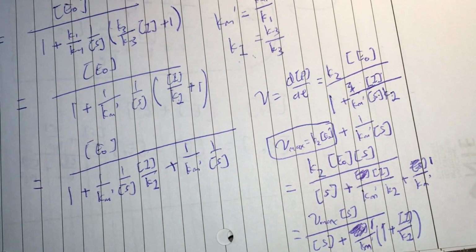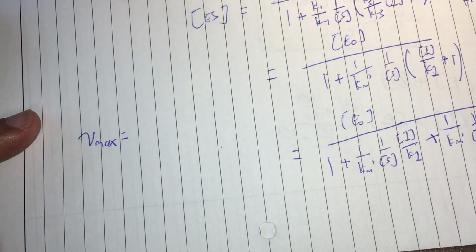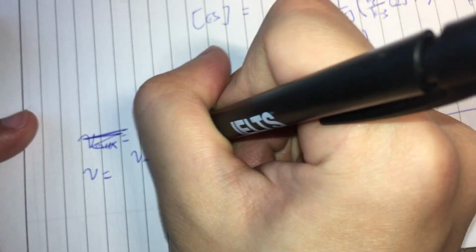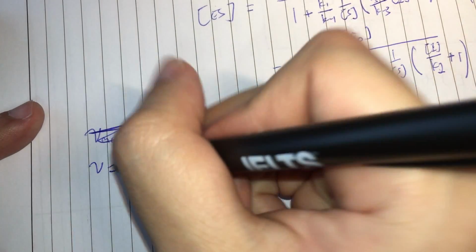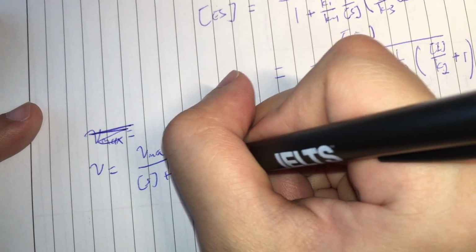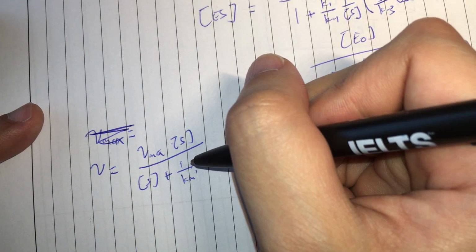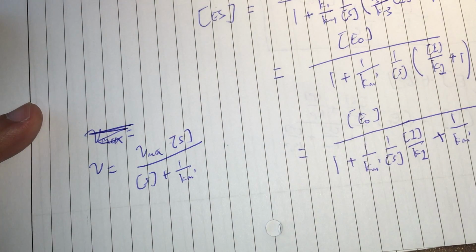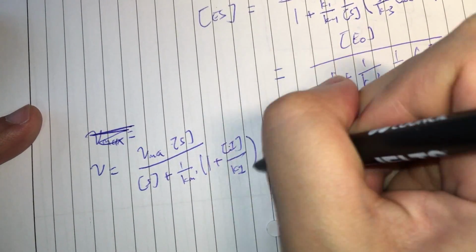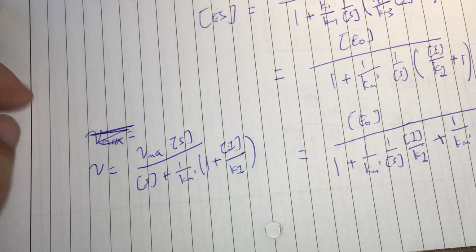The modified Michaelis-Menten equation. Let me write that again just for neatness sake. V equals Vmax into S over S plus 1 over Km prime into 1 plus concentration of inhibitor over Ki, the equilibrium constant.